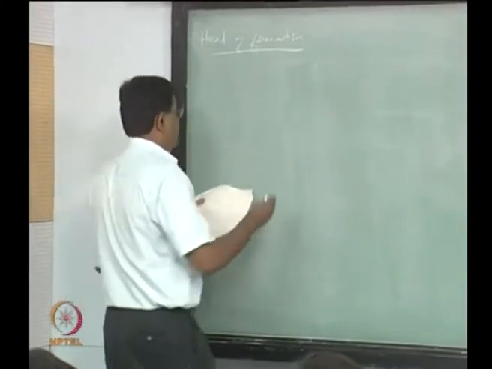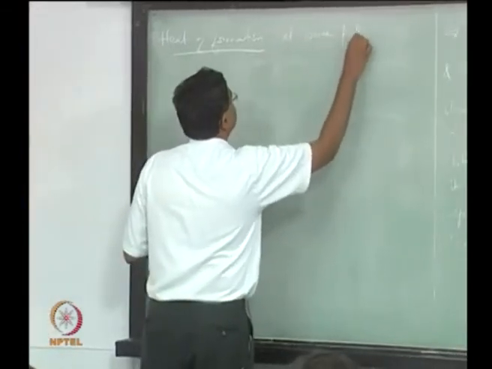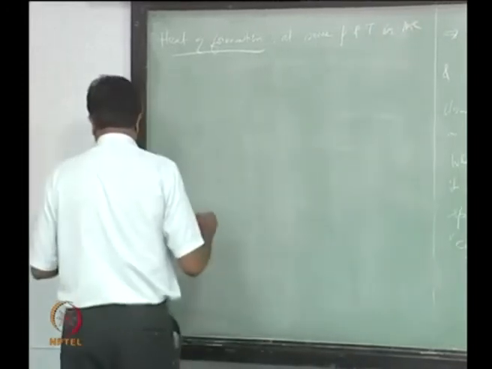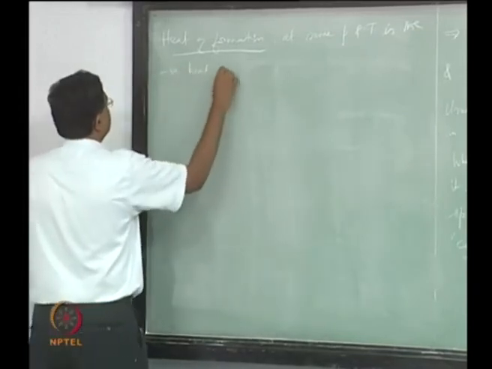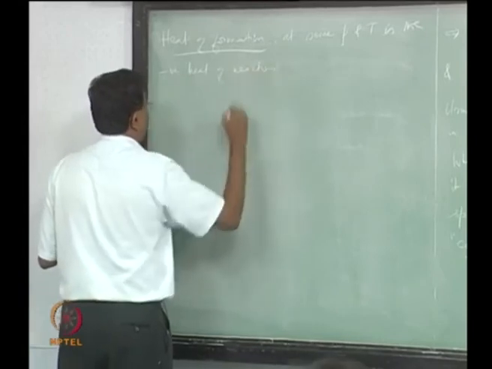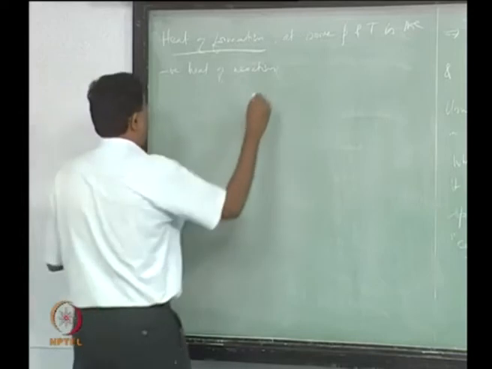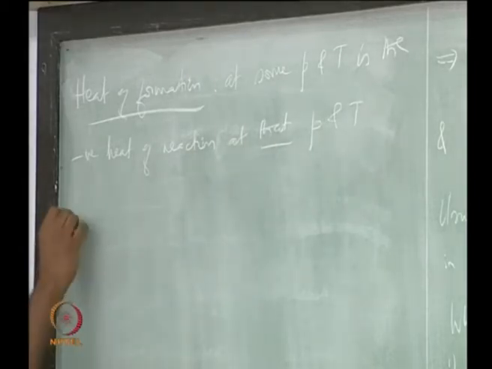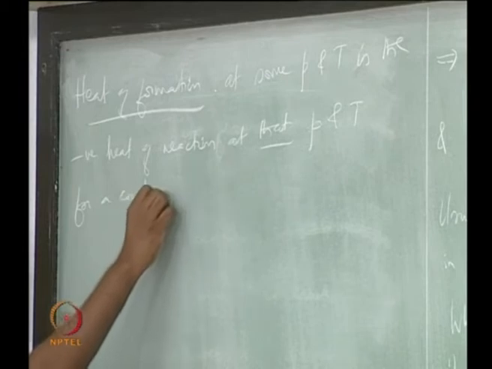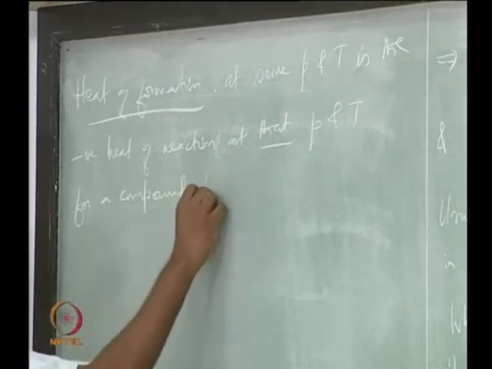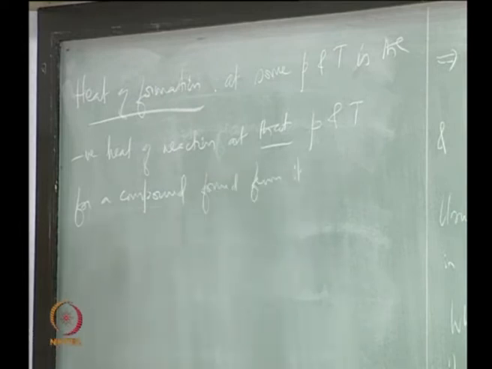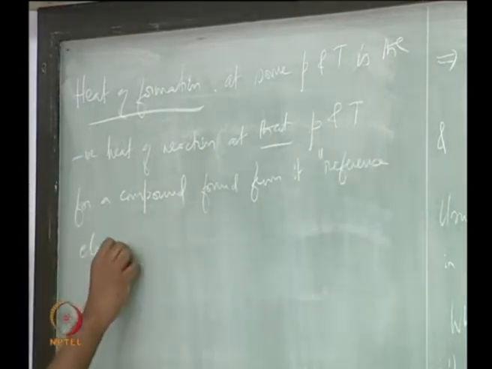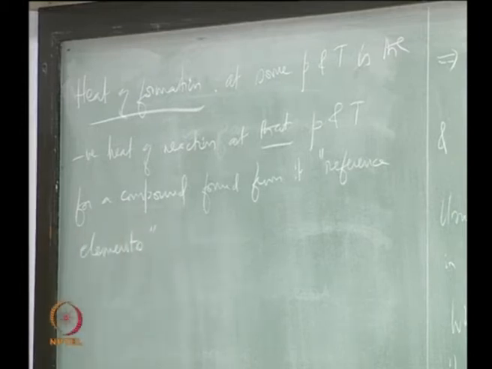So heat of formation at some P and T is the negative heat of reaction, negative by convention more than anything else, at that P and T for a compound found from its, I'm going to use within quotes, reference elements, okay. We are beginning to get an idea of what the sentence means.